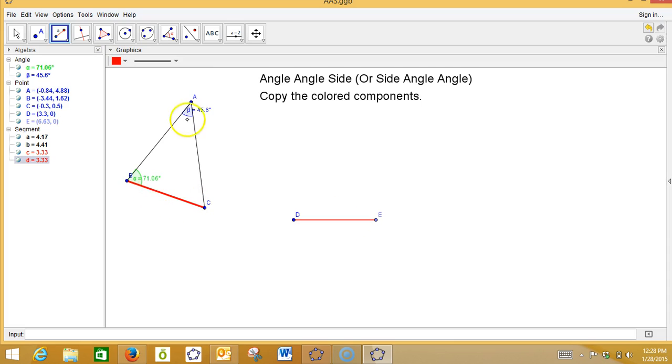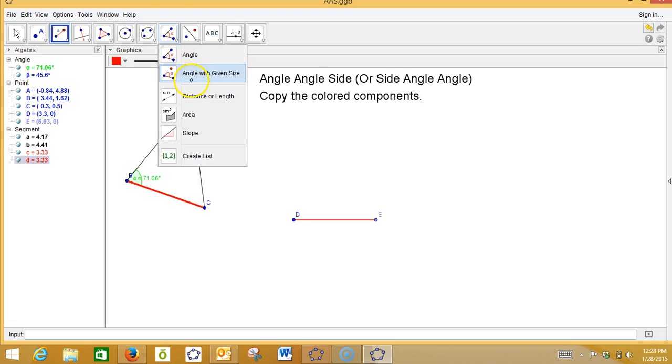So now I need to make some angles. Well, this angle here, this green one, alpha, is part of that segment I just made. So I'm going to use that segment as part of my angle, and I'm going to make that alpha angle go off of, say, point D. So to make an angle with a given size, because we know the size of it, I'm going to go to my measurement toolbox and grab the angle with given size tool.